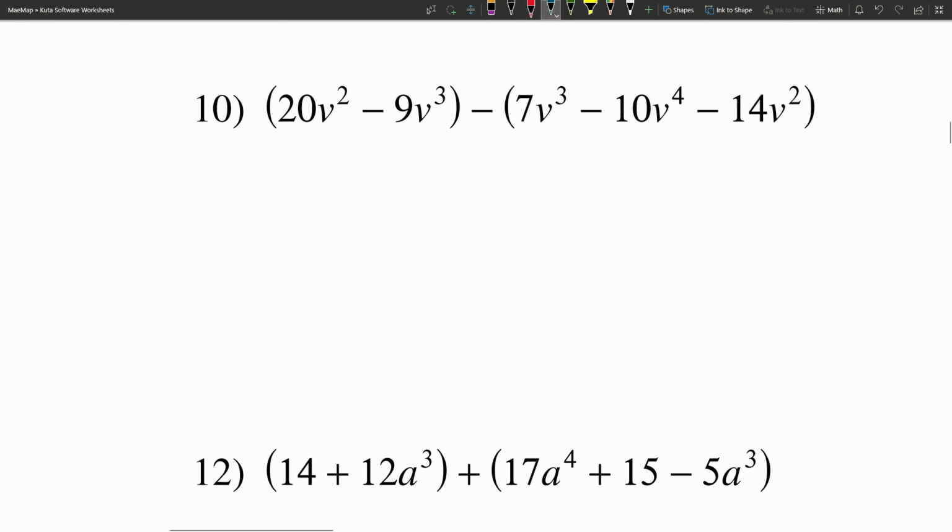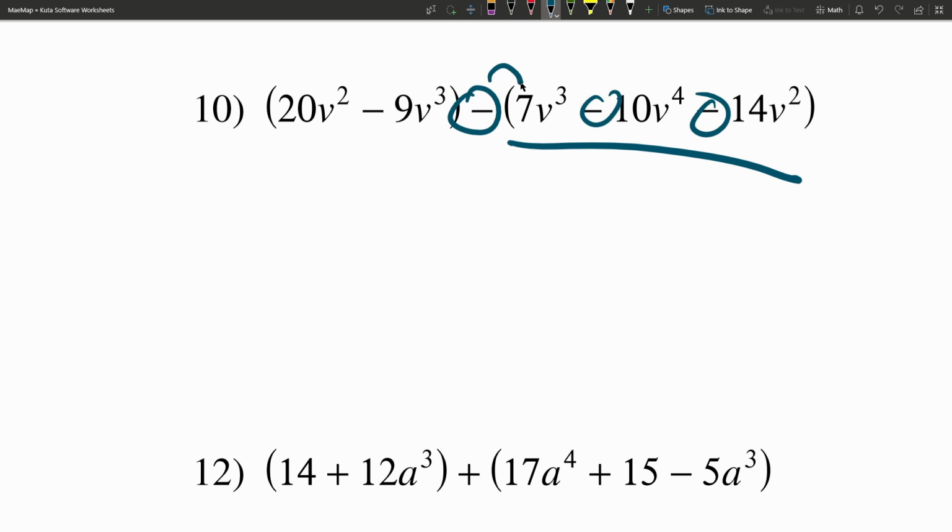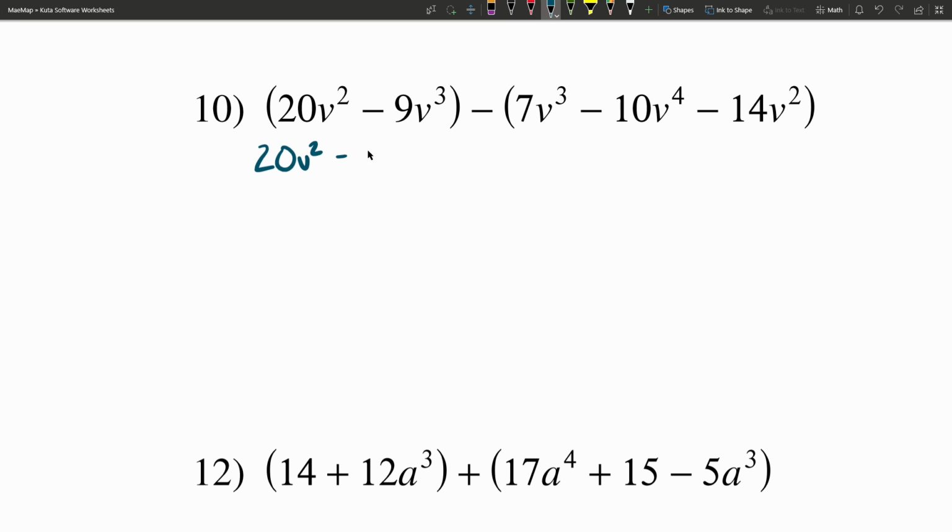In number 10, again, that second polynomial is indeed subtracted. So I need to switch the signs and remember that that first term is also subtracted. So, writing this out, we have a 20v squared minus a 9v cubed minus a 7v cubed minus something that's subtracted. So plus a 10v to the fourth, and then finally plus a 14v squared.